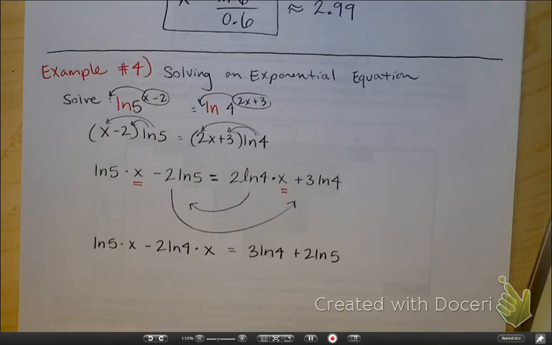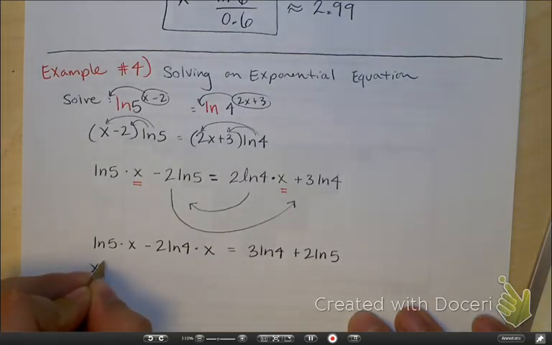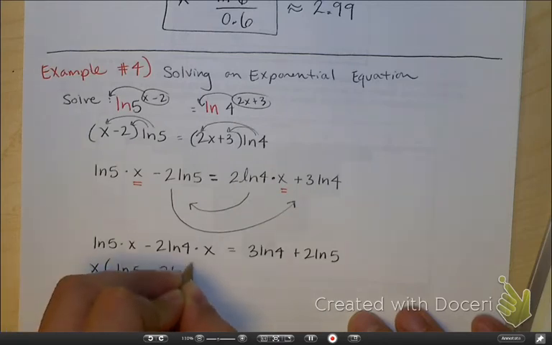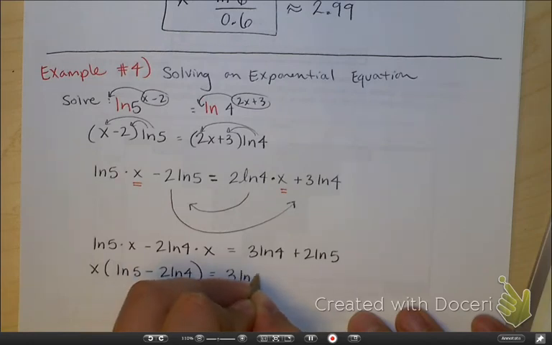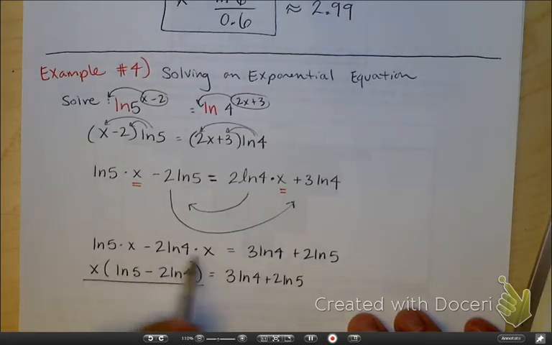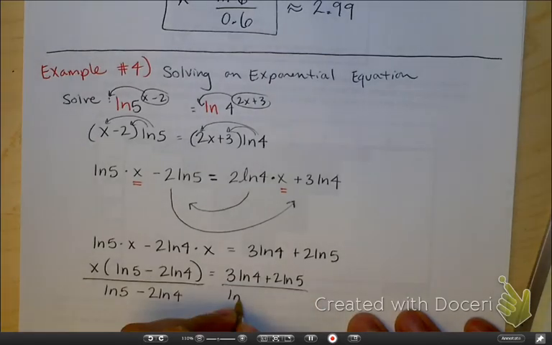And now I have an x in both of these terms. So the trick you can use in this case is that you can factor out an x. Because both of them have an x, we can factor out an x from both terms. So I'm left with x times (ln of 5 minus 2 ln of 4) equals 3 ln of 4 plus 2 ln of 5. And again, I can factor out that x because it's a GCF from both of these terms here. After that, I want to get the x by itself. So I had it in two places, now I only have it in one place. And to finish us off, let's just divide by this constant here so that we have the x all by itself.